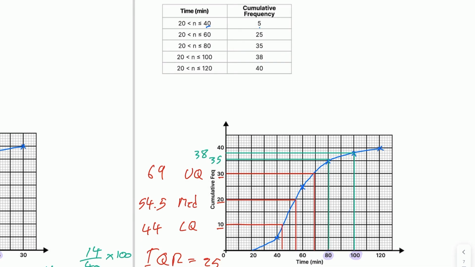Now it's saying what percentage. So that's going to be 3 out of 40 times that by 100. So if I just use my calculator here, 3 out of 40 times that by 100, that gives me 7.5%.